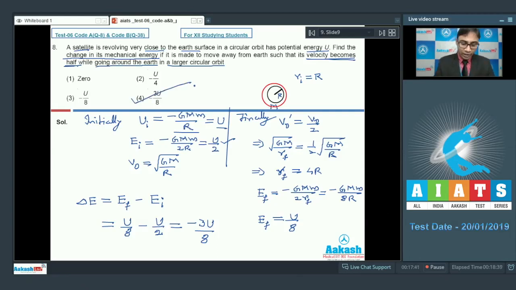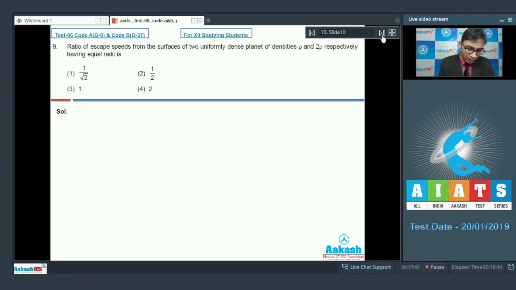Now let's move to question number 9. Question number 9 says: the ratio of escape speeds from the surface of two uniformly dense planets of densities rho and 2 rho respectively, having equal radii. We know that the escape velocity from any planet is equal to root under 2GM by R. So there are two planets having different densities but the same radius. So we can say that their masses will be different.